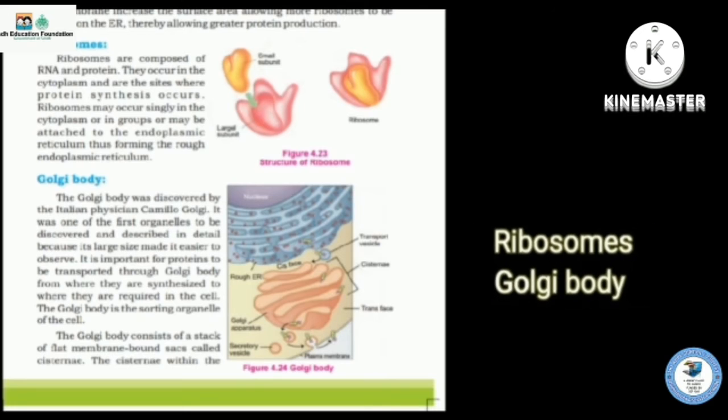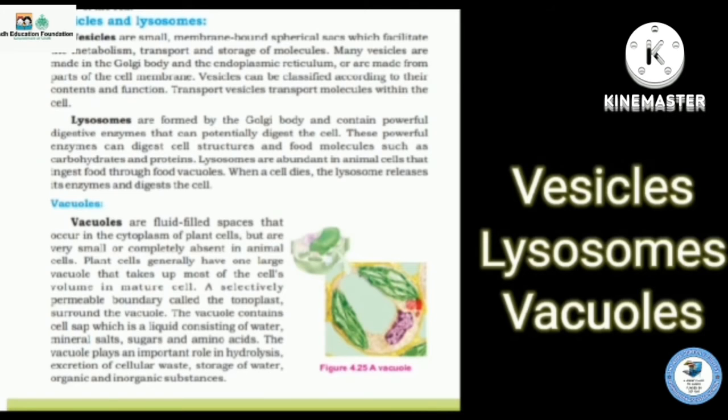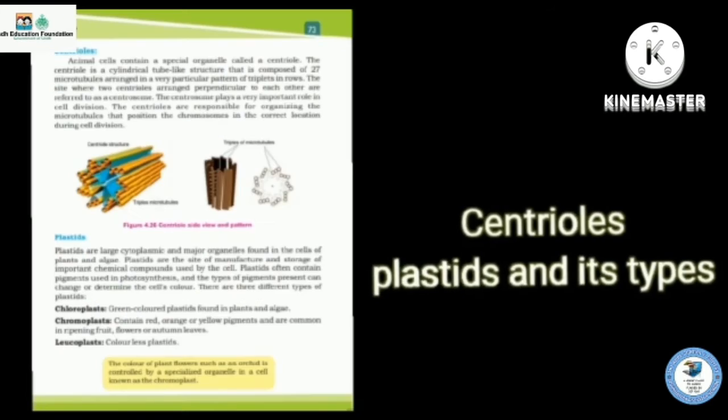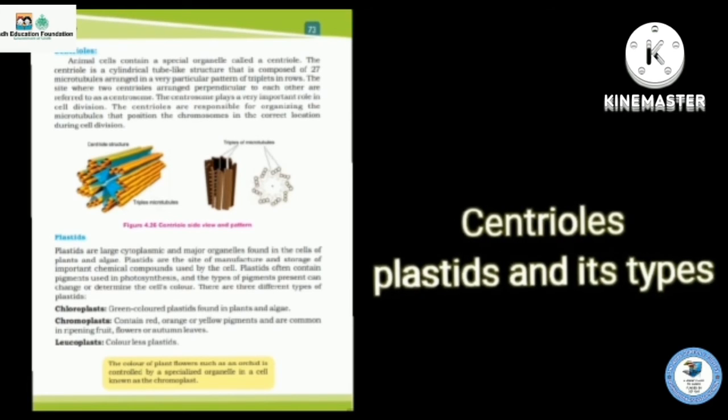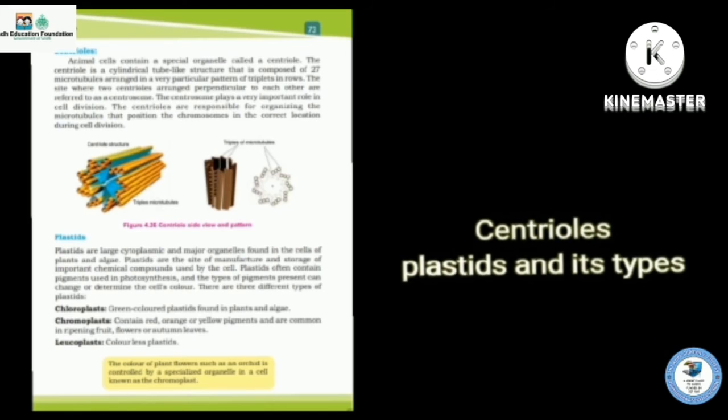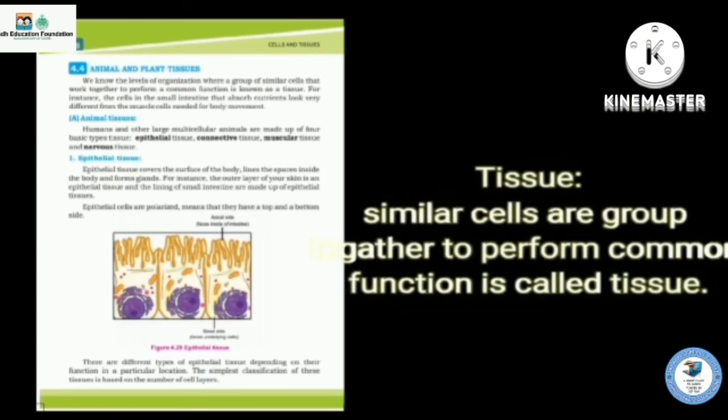Then Golgi bodies, which contain vesicles, lysosomes, and vacuoles. Vacuoles are present in the cytoplasm of plant cells. Then centrioles and the plastid and its types. Plastids contain three types of color: chromoplast, chloroplast, and leucoplast.